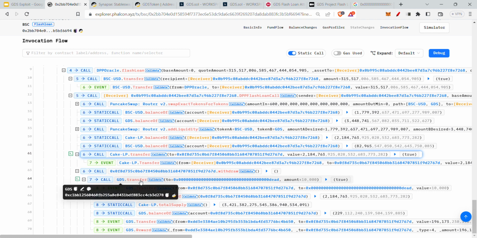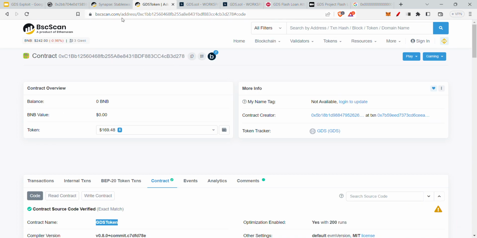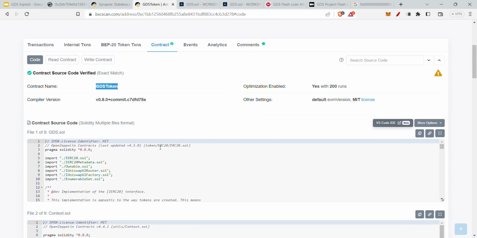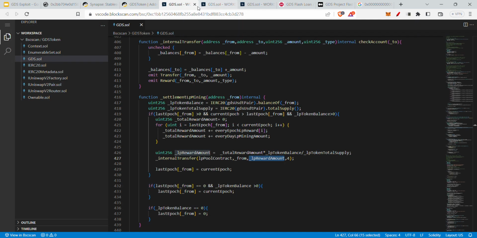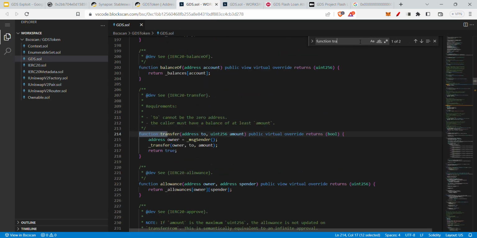So what is this GDS.transfer function? If you look at a GDS token, you have a link to come over here, and then you go to this contract, GDS token. So to see the function properly, you click VS Code IDE, and it comes out with this VS Code. I've opened up a few tabs of it, so I'm going to close this one. Now we have to look at the transfer function.